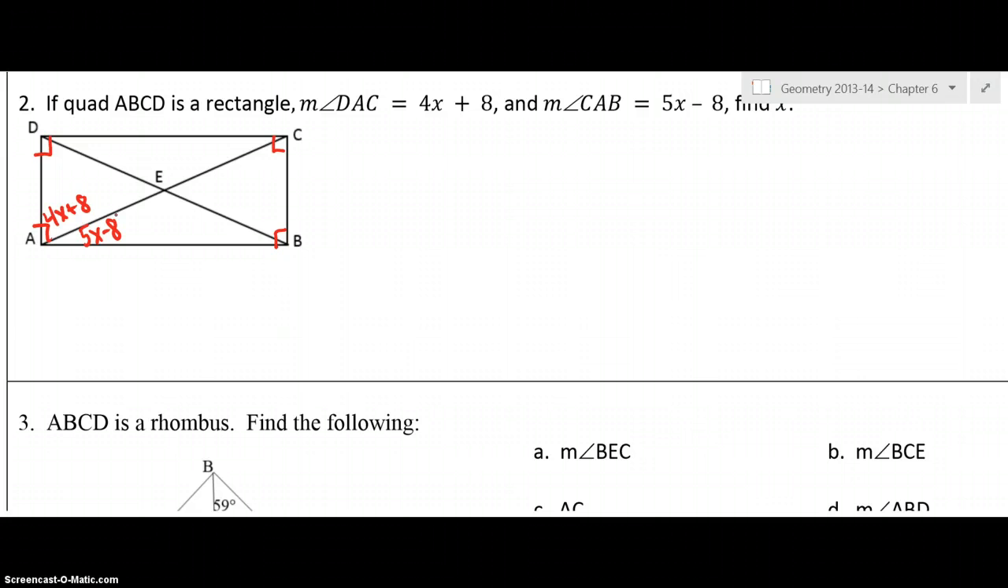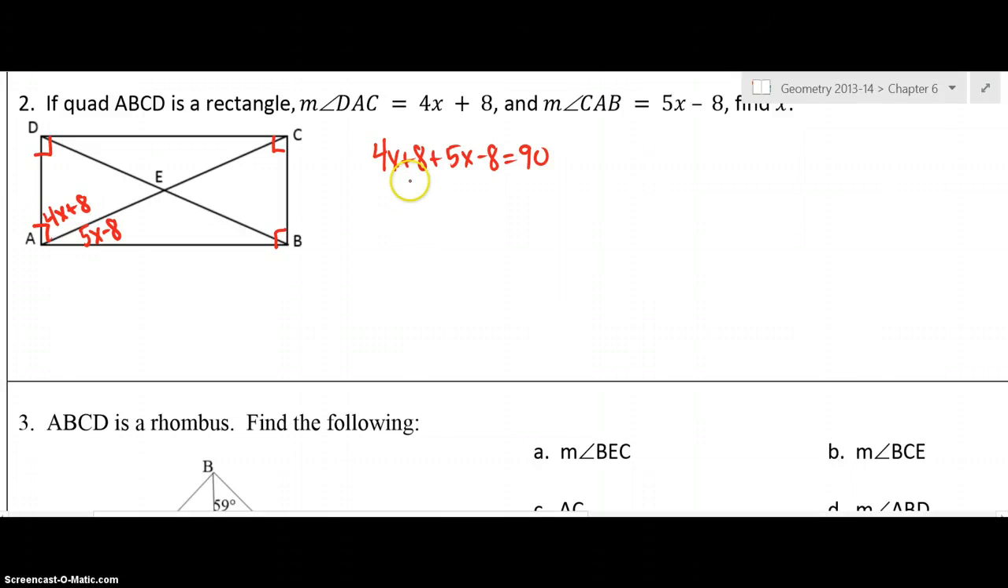So together, what do we know about those two angles? They equal what? 90. So 4x plus 8 plus 5x minus 8 equals 90. Is that line bisecting the angle? It is not bisecting, otherwise we would set them equal. We're not saying they're equal, we're saying that they add up to be 90. They're complementary.